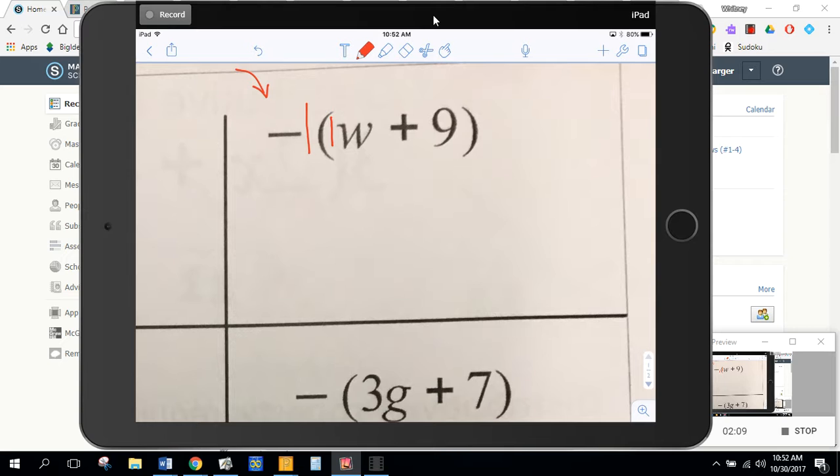So what we say is like the inside of the parentheses is like a party, and the guy on the outside is going to go inside and say hi and multiply with everybody at the party. So negative 1 times 1 is negative 1w, and negative 1 times 9 is negative 9. Now again, this is my final answer. I am done. I cannot combine these because they are not like terms. 9 does not have a w on it.